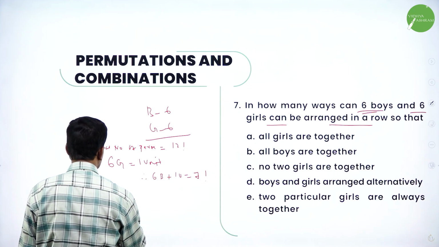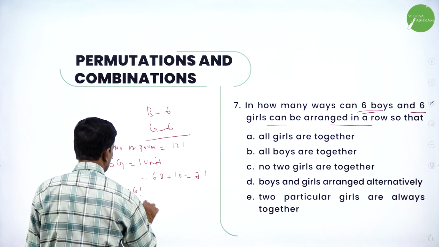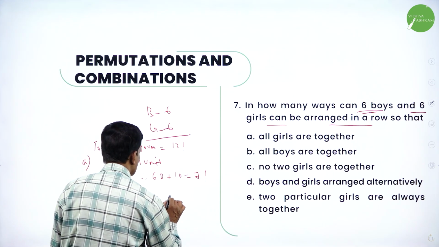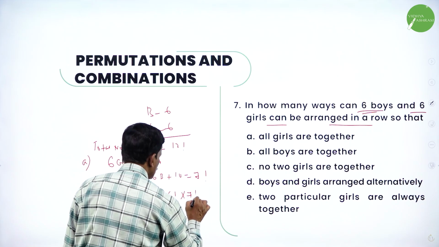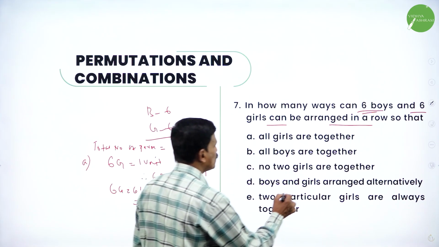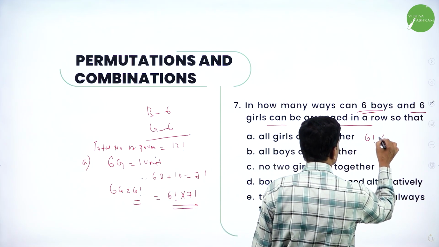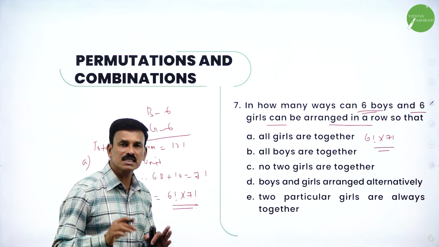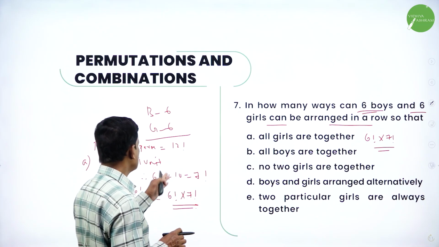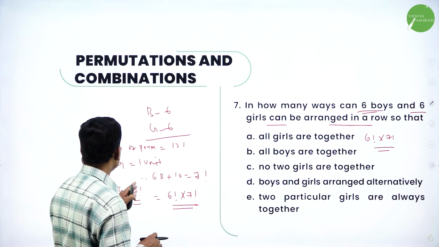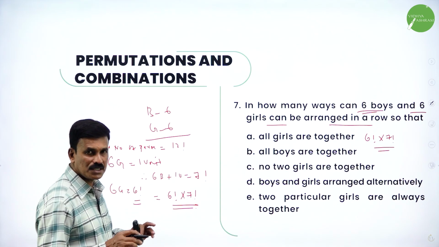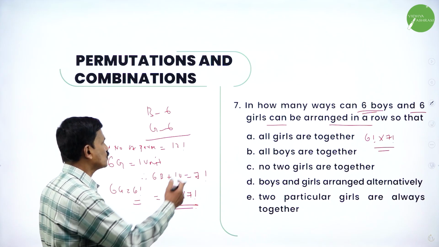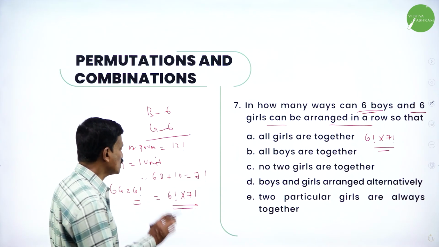6 girls can be arranged in 6 factorial ways. So, therefore, the required permutation with all girls together is 6 factorial into 7 factorial. So, the first answer is 6 factorial into 7 factorial. Just consider all the 6 girls as one unit. Then 6 plus 1 is equal to 7 members. Then all the 6 girls are arranged in 6 factorial ways. Therefore, the required permutation is 6 factorial into 7 factorial.